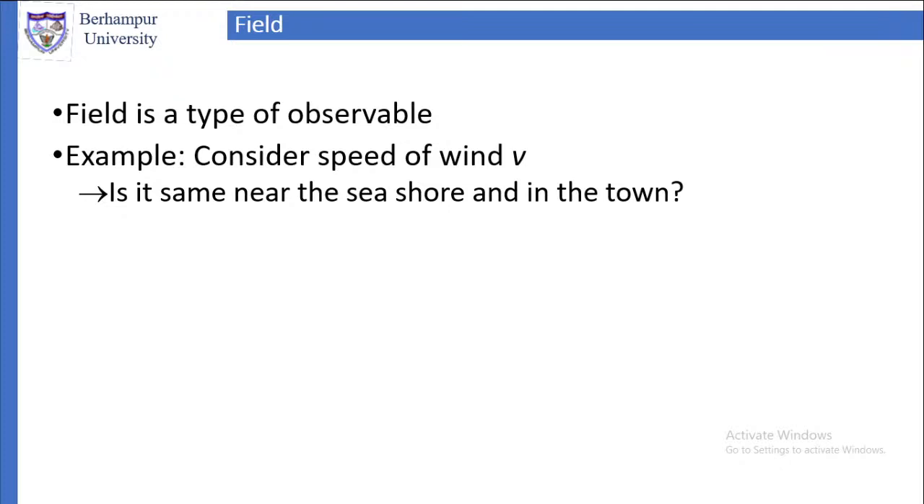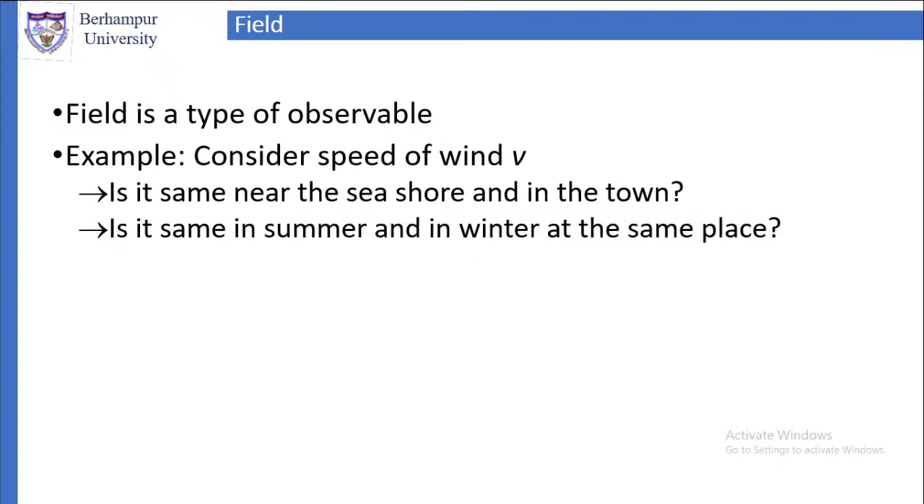Now, my question is, is the speed of wind the same near the seashore and at Vanjavihar, at the university campus, or if you come to Berhampur town, you will see that the speed is different. When you observe the speed of wind near the sea, it will be more. As you come to the town, as you come to Berhampur University, it will be less. As you go away from the seashore, it will keep on decreasing.